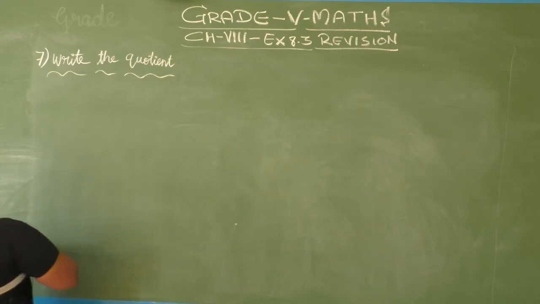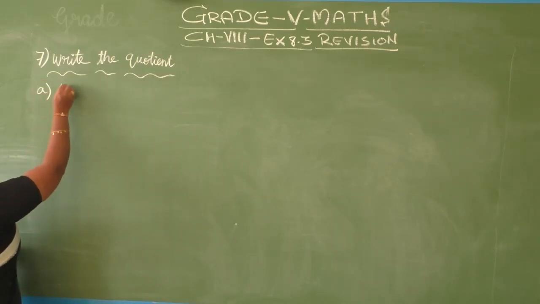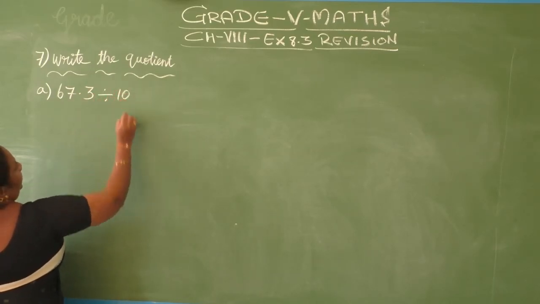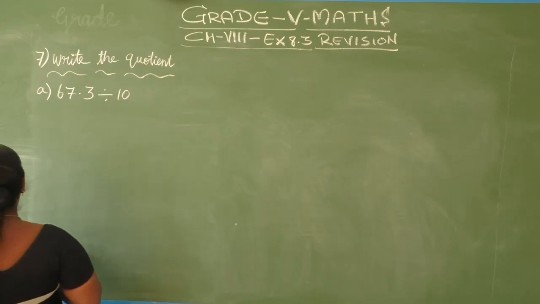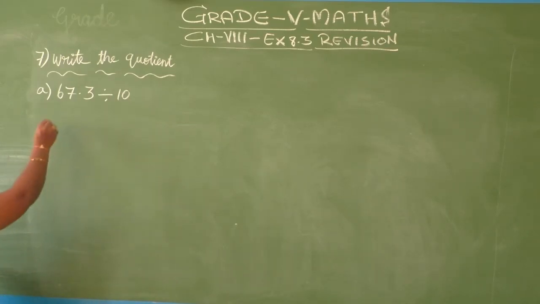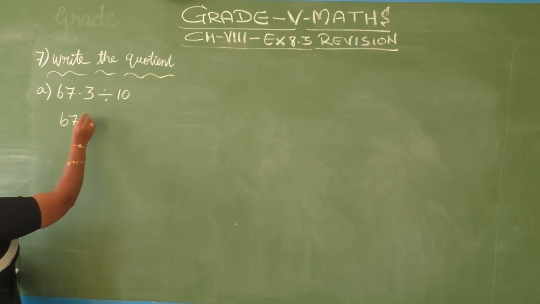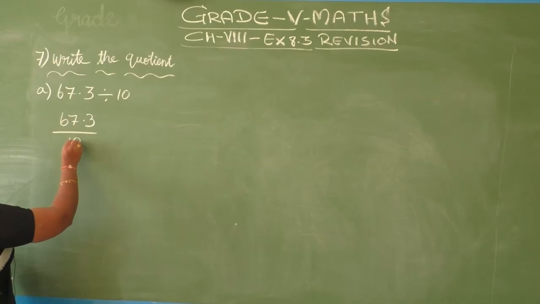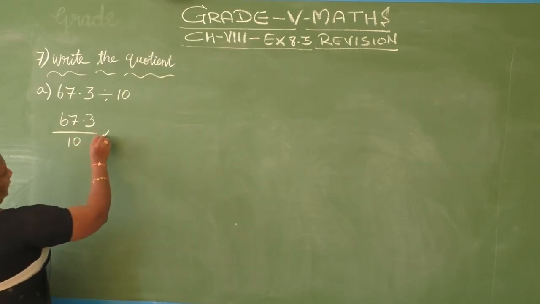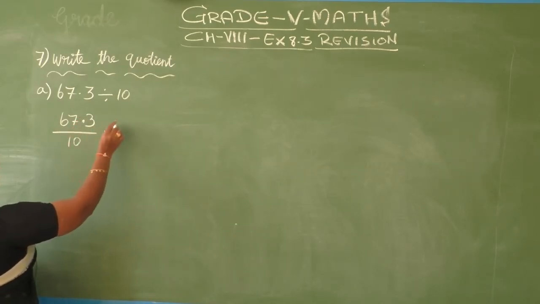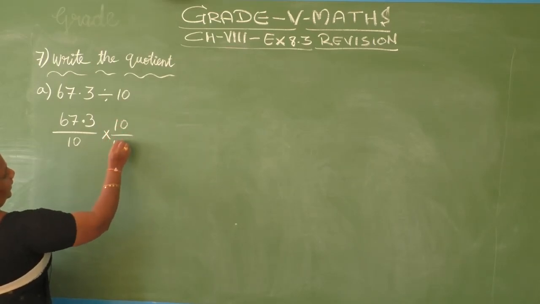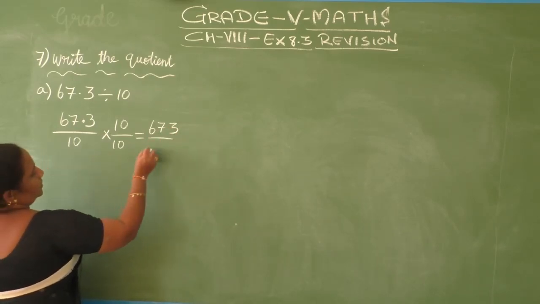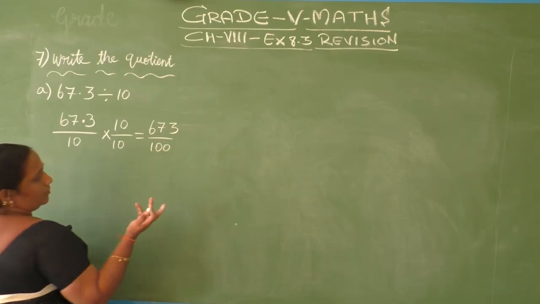Quotient, okay. A sum: 67.3 divided by 10. This is also division only. They gave a different heading, okay. So 67.3 by 10. First we have to make a whole number. For that, after the decimal point you have 1 place. So I am multiplying this number by 10. If you multiply, what will come? 673. Here 10 tens are 100. That's all, very simple.